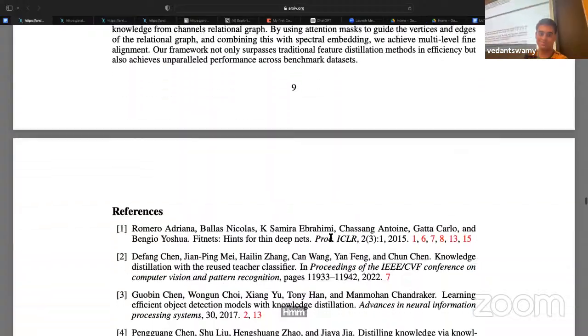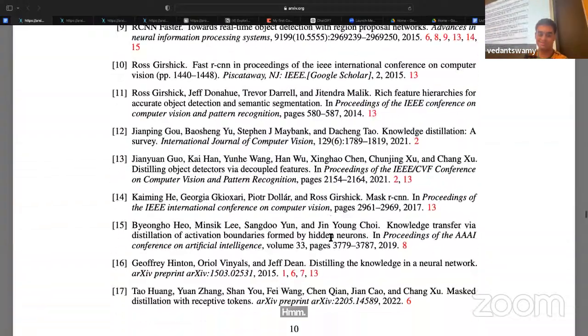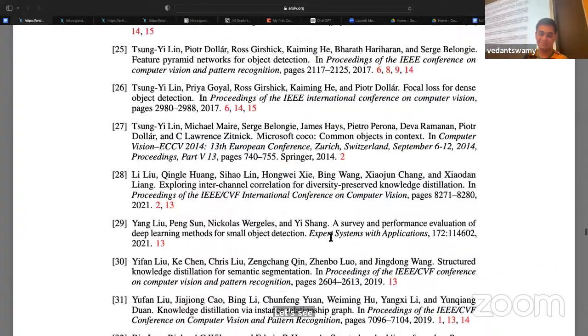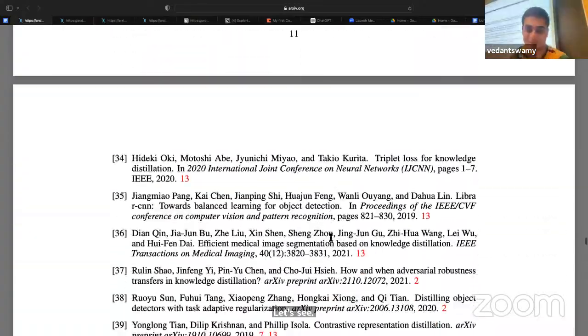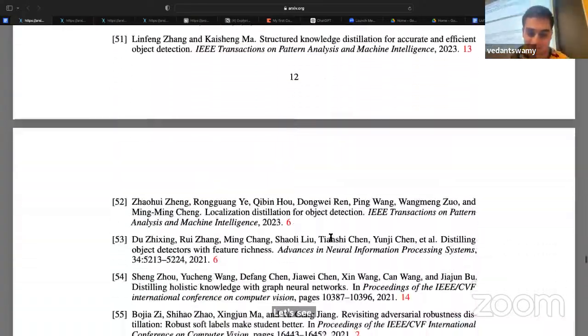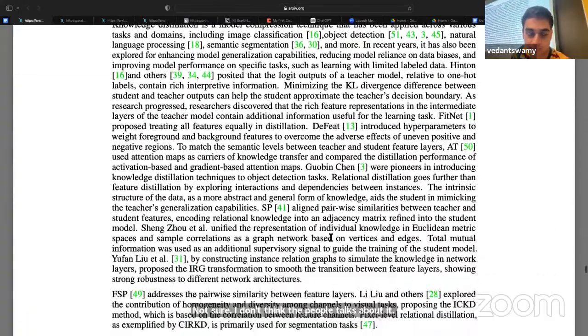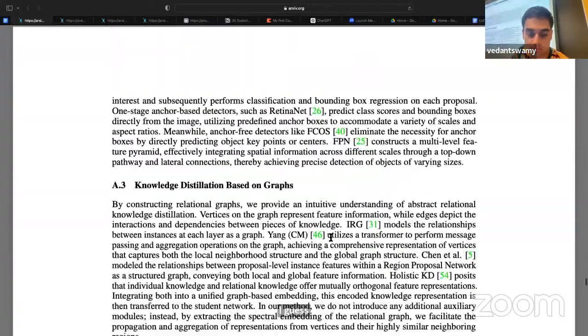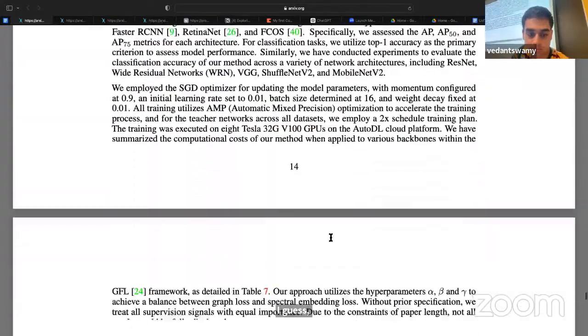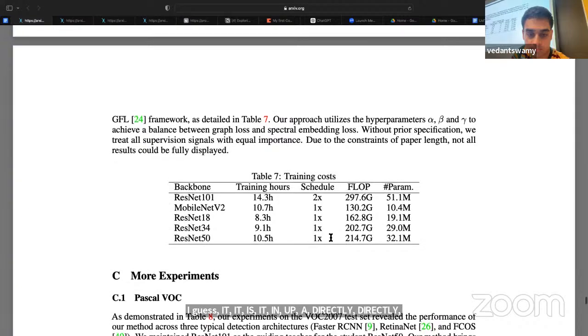What scalability needs to be considered? I'm not sure. I don't think the paper talks about it. I can see in the appendix they're actually giving the training costs for different models, like ResNet and so on. It's about 10 to 15 hours.